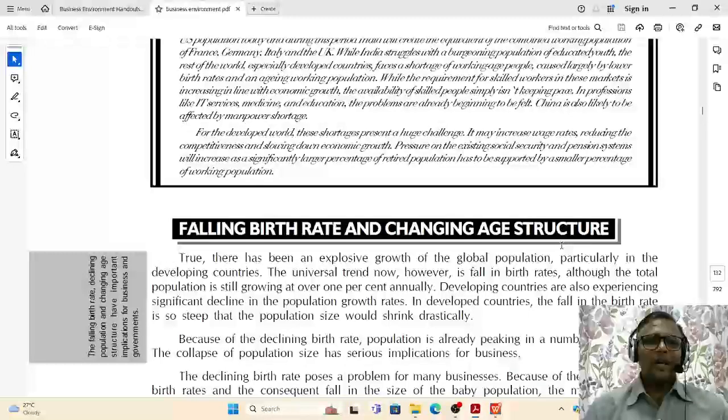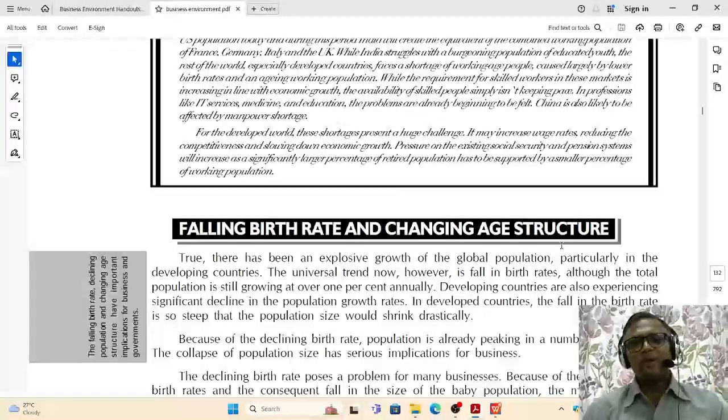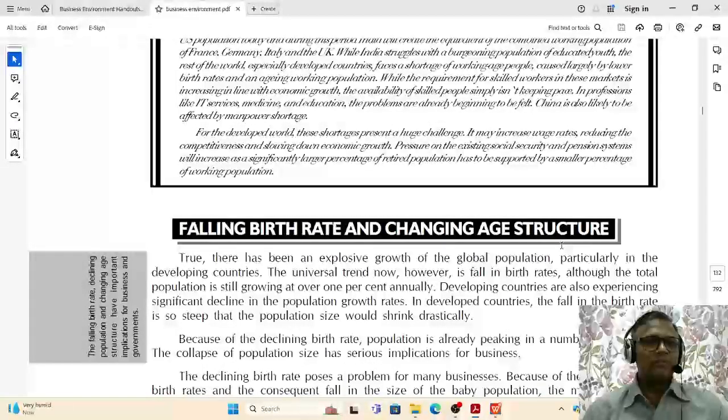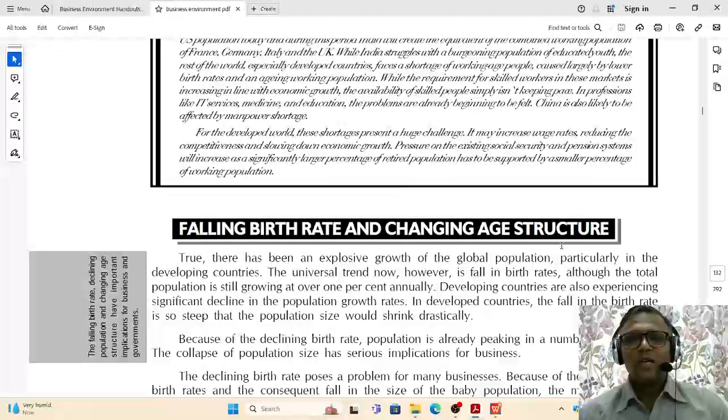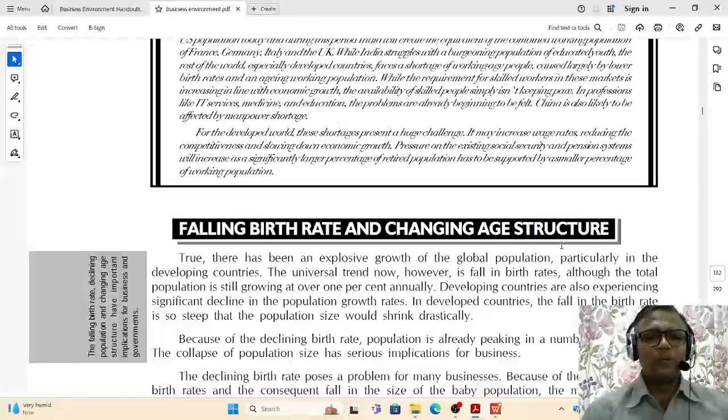In professions like IT services, medicine, and education, shortages are already beginning to appear. China is also likely to be affected by the manpower shortage, and for the developed countries, this shortage presents a huge challenge. It may increase wage rates, reduce competitiveness, slow down economic growth, pressurize the existing social security and pension systems, and increase the percentage of the retired population, which has to be supported by a smaller percentage of the working population.